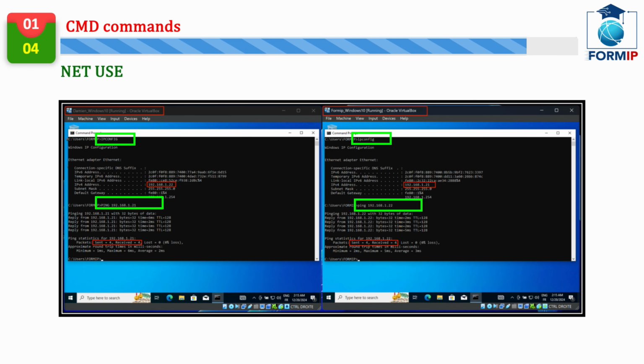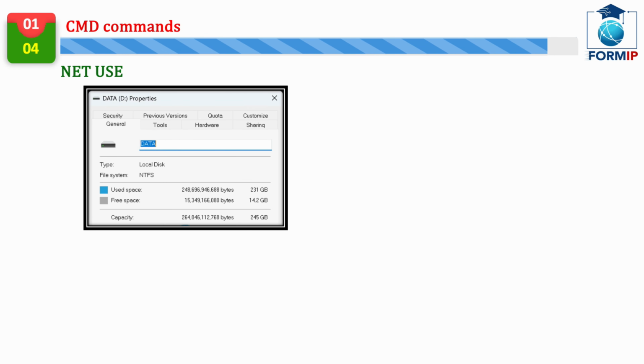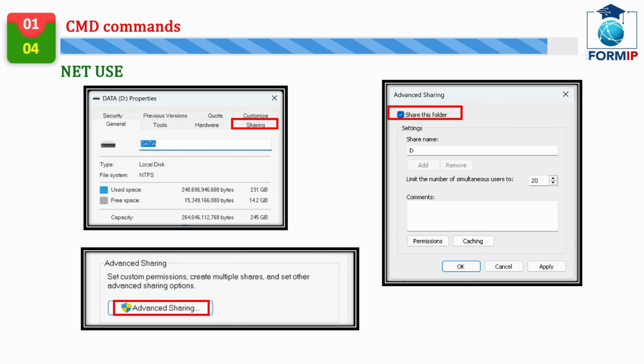Ping. Now, on each VM, do an ipconfig to display the IP address of each of the machines, and launch a ping to make sure that your 2 VMs are communicating well. Share hard drive. Now that the 2 machines can talk to each other, we will share the hard disk D, the one we created on the command line with the diskpart tool, the disk Data. To do this, on the Formip VM, I right-click on the hard disk D to go to its properties. I then go to the Sharing tab, and I click on Advanced Sharing. All that remains is to tick the box, share this folder, and validate.